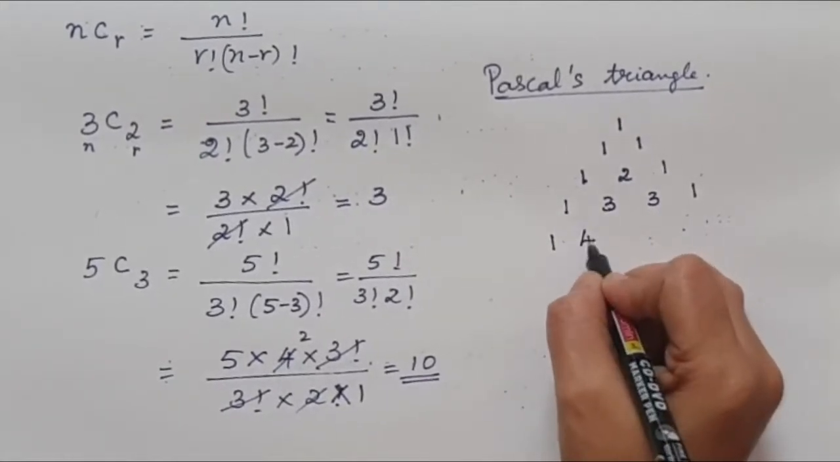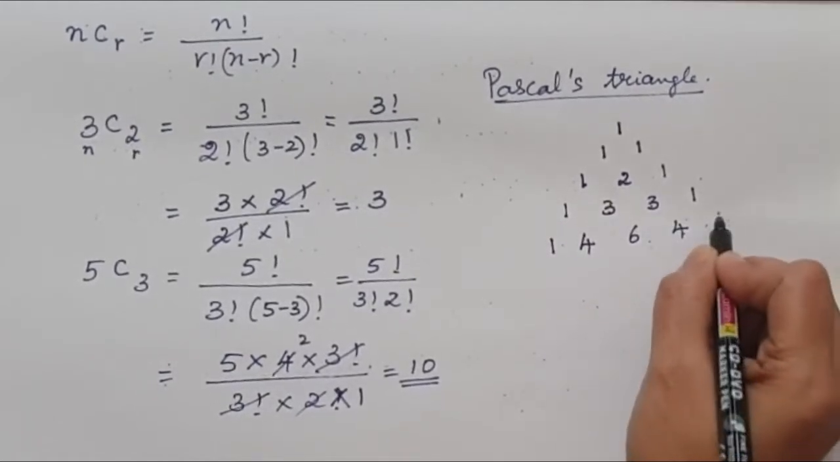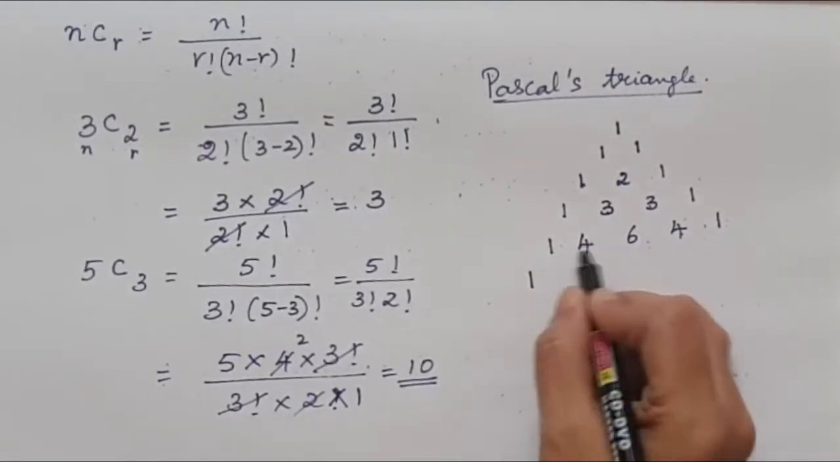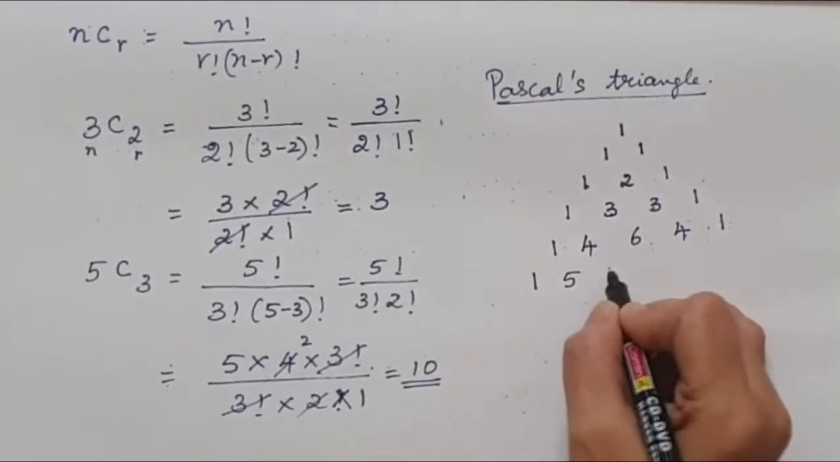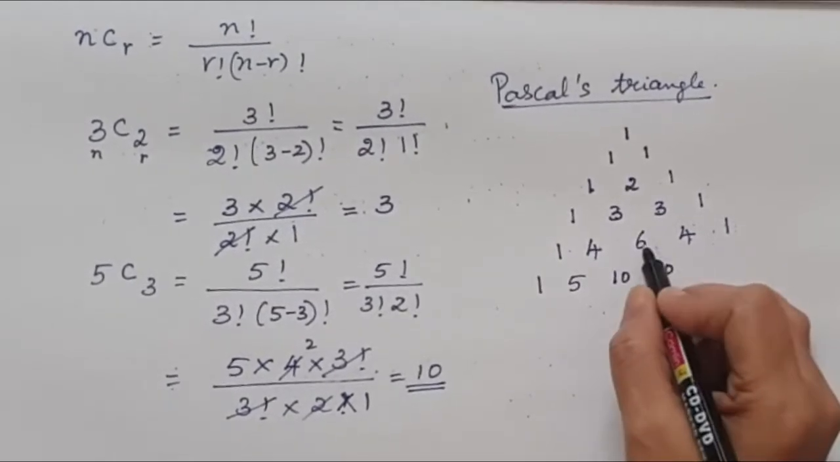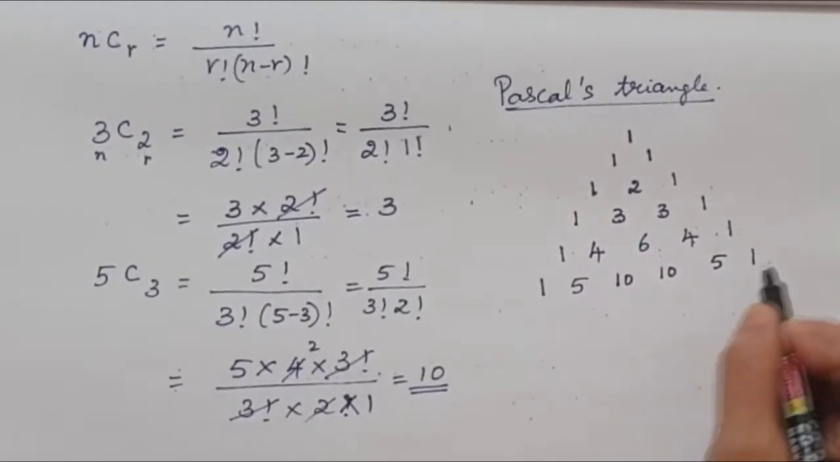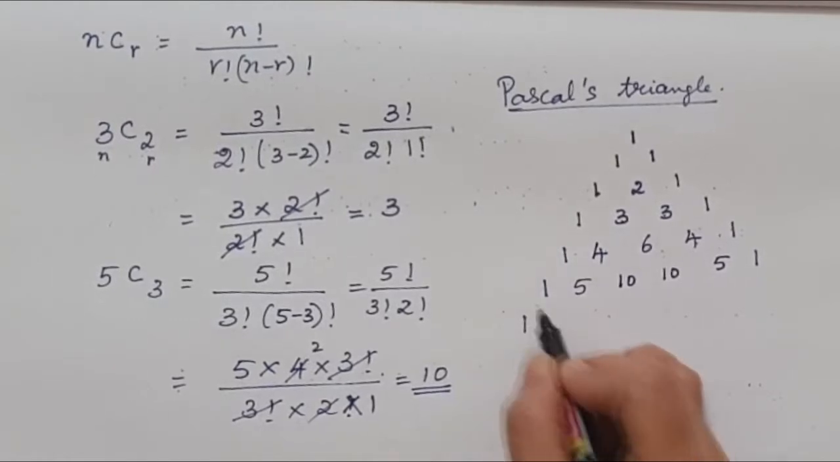1 and 3 when you add it is 4. 3 and 3 is 6. 3 and 1 is 4. Then again a 1. So it is 1 plus 4 is 5. 4 plus 6 is 10. Then 6 plus 4 is 10. 4 plus 1 is 5. Then again a 1. Suppose you want to go to the next row.